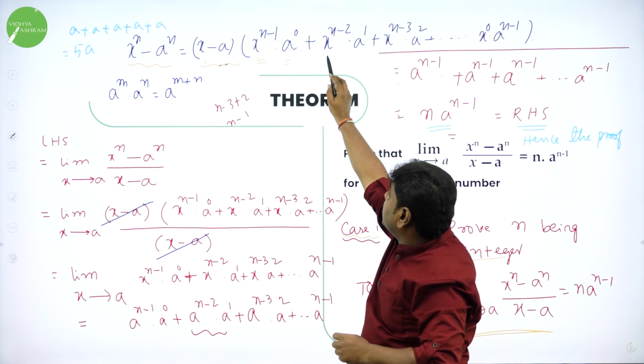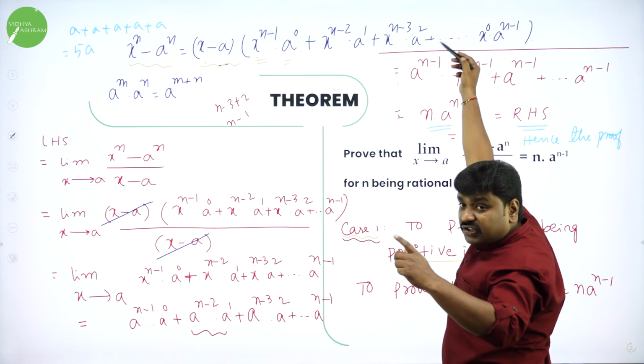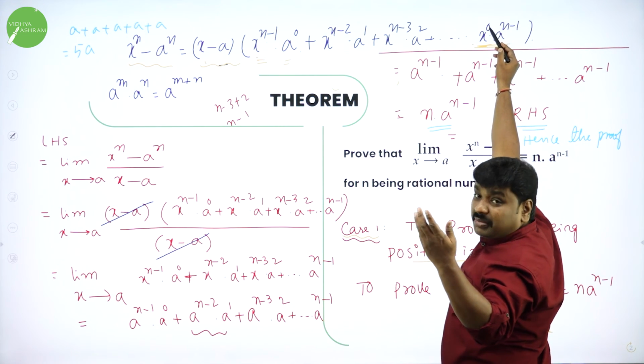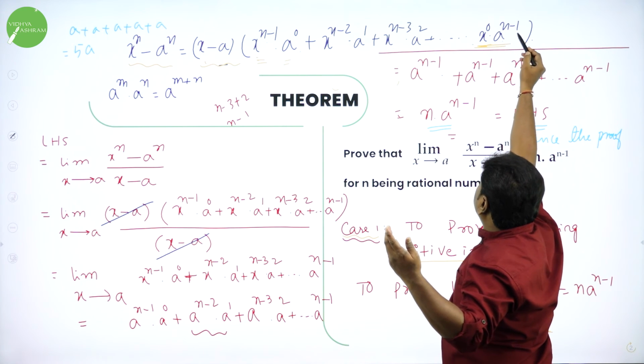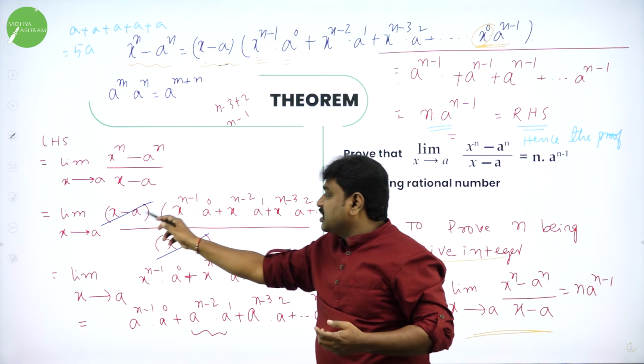So then it will become x power n minus 2, a power 1, x power n minus 3, a power 2, x power n minus 4, a power 3, and so on, up to x power 0, because it will become n minus n. What is n minus n? 0, and a power n minus 1. So no need to write this. So we wrote like this. Now x minus a cancels.